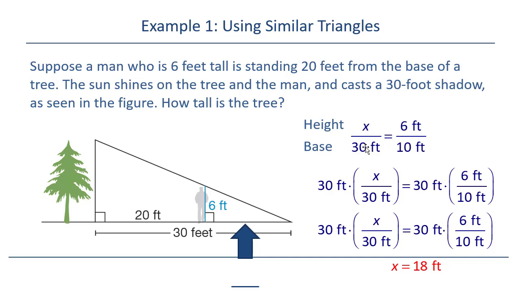There's the unknown height of the tree over its 30-foot shadow. There's the height of the man over his 10-foot shadow. Do some very simple math of multiplying both sides by 30 to get rid of your fraction, right? And so that you now know that x, when these cancel, x is just going to be 30 times 6 divided by 10, which gives you 18 feet. And we know the tree is 18 feet tall.